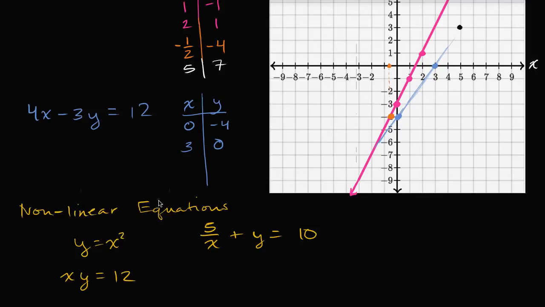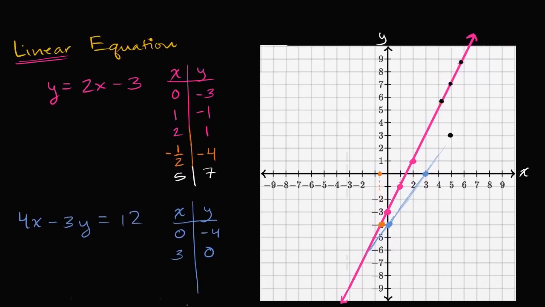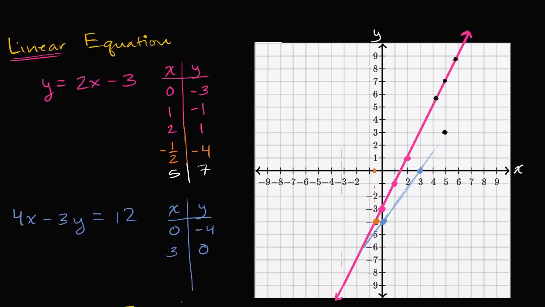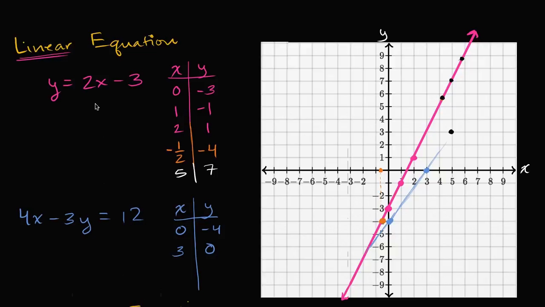But given that we've now seen examples of linear equations and nonlinear equations, let's see if we can come up with a definition for linear equations. One way to think about it is it's an equation that if you were to graph all the x and y pairs that satisfy it, you'll get a line. And that's actually literally where the word linear equation comes from.